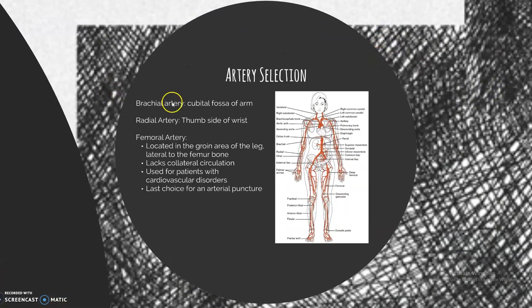Arteries of selection. The brachial artery, which is in the cubital fossa of the arm, which could be seen here. The radial artery, which is here, and then extends down. And then there's the femoral artery that's found in the leg, located in the groin area of the leg lateral to the femur bone. This lacks collateral circulation. It's used for patients with cardiovascular disorders, and it's the last choice because it is further away from the heart.